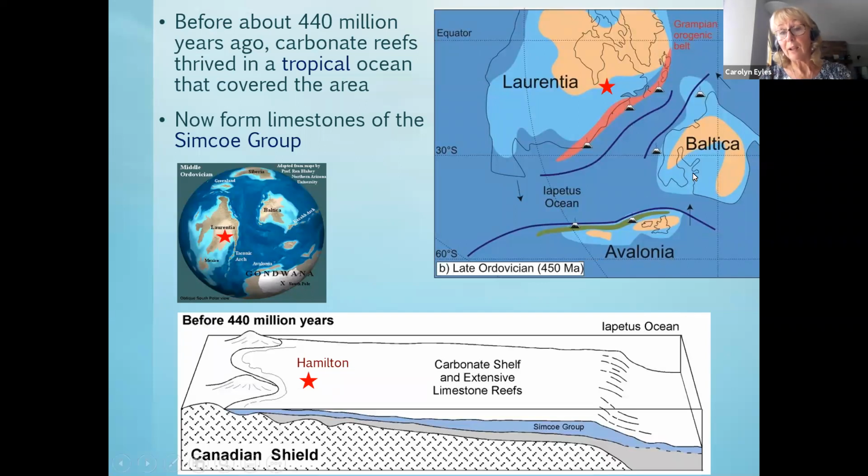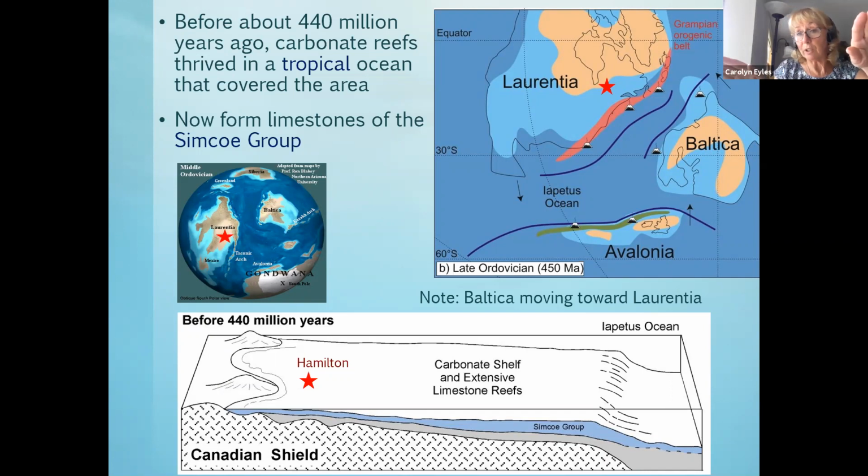And Baltica is heading towards us, and it's going to collide with Laurentia. So Baltica is moving, and it's moving because of plate tectonic processes. We actually have collision going on. There's a subduction zone in between Laurentia and Baltica, and because of plate tectonics, they are being drawn together. So we get collision happening.